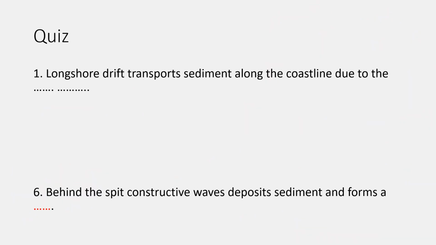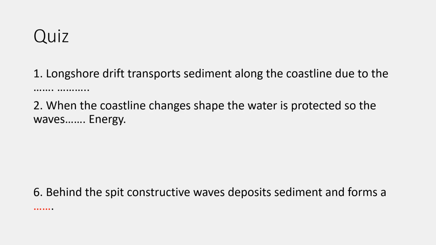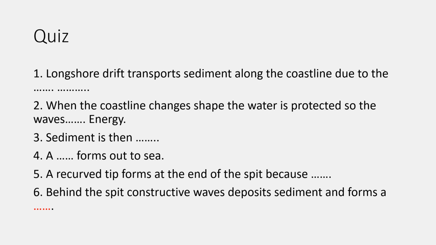Question 1. Longshore drift transports sediment along the coastline due to the... Question 2. When the coastline changes shape, the water is protected, so the waves something energy. Sediment is then a something forms out to sea. A recurved tip forms at the end of the spit because, and then question 6, behind the spit, constructive waves deposit sediment and forms a.